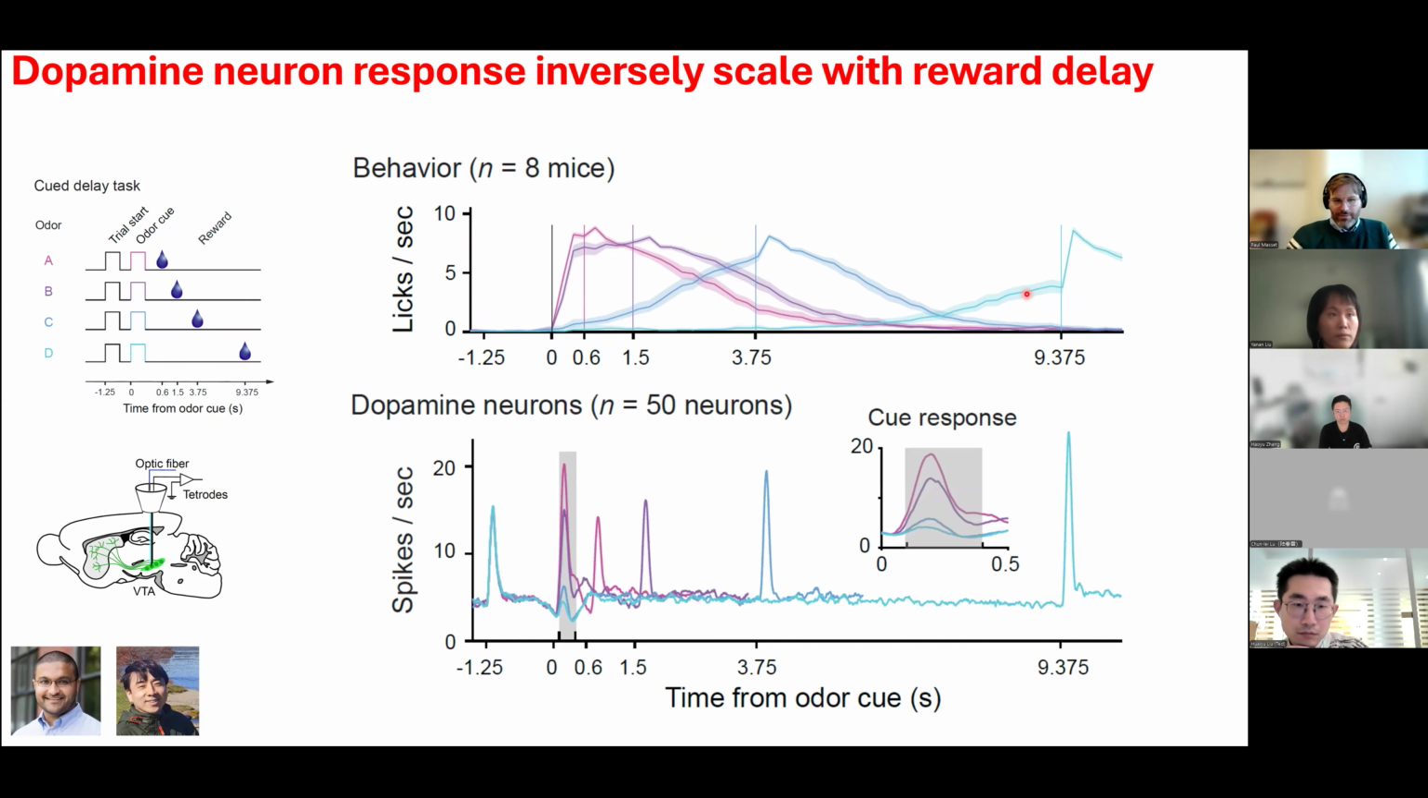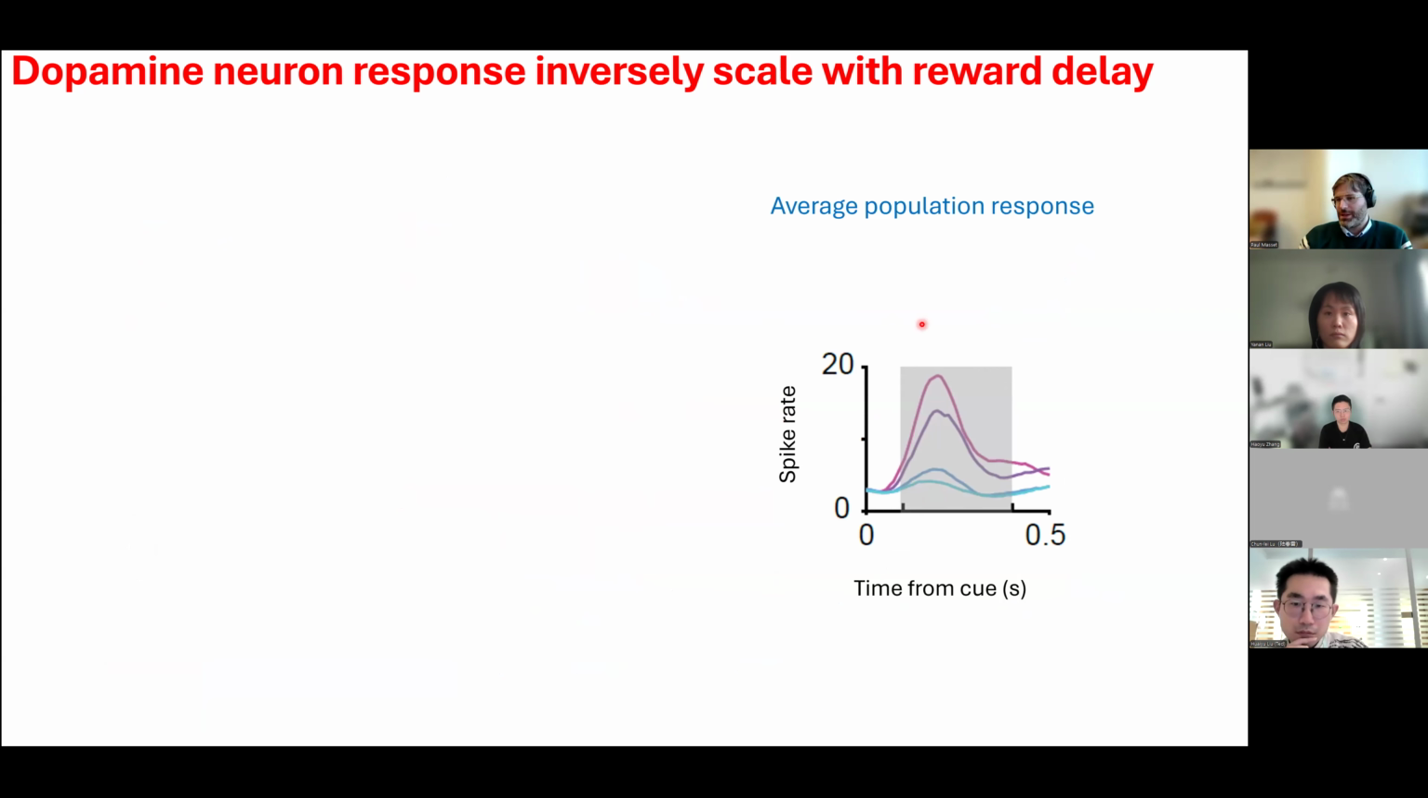And then we look at optogenetically tagged identified neurons that were recorded by Arthur and Hyung-Gu. And we specifically looked at the period of the odor cue. So the odor cue is when they first know how long they're going to have to wait for the reward. And when we look at this cue response, we see a graded response with stronger response for the shortest delay, weaker response for the longer delay. And so that's the average picture, which we expect, right? The further out in the future the reward is, the more discounted it is, so the less value it has.